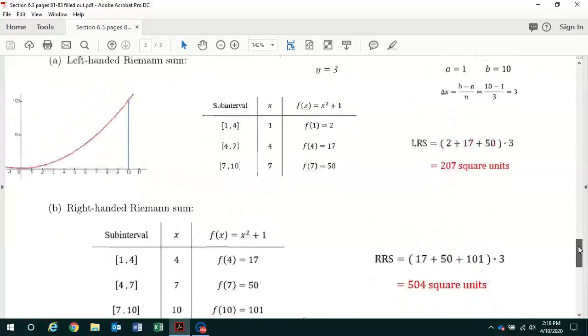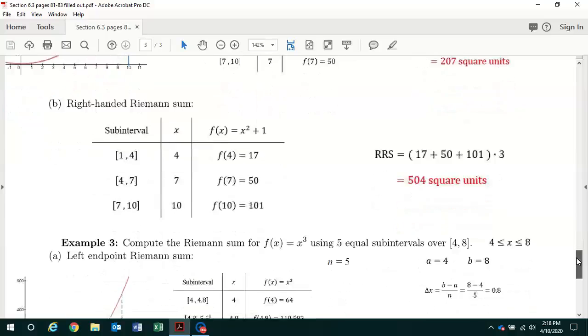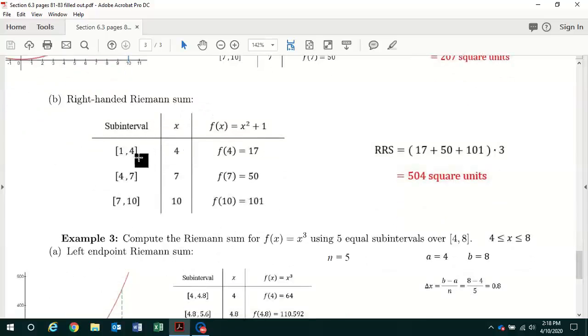All right, in part B, we have to do the same thing with the right-handed Riemann sum. In each subinterval, we use the right number, 4, 7, and 10, for our 3 values of x, and then calculate the corresponding values of the function to get the heights of the 3 rectangles. There's 17, 50, and 101 in this case. When we add up those 3 numbers and multiply by 3, we get the estimate of the area under the curve and above the x-axis using the right-handed Riemann sum, which is 504 square units.